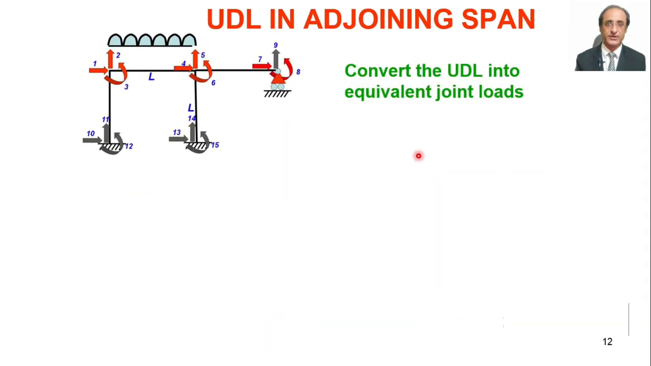Now we bring one more complication, that let's say we have a UDL here. We have the structure, but deliberately we have posted the UDL on this particular member which is adjacent to the one having the hinge, and in the next scenario we'll bring the UDL here also. But let's first see this case. In this case, will there be any change in KTS? We have to convert the UDL into equivalent joint loads. The answer is that this would change the load vector, but it does not change KTS in any way.